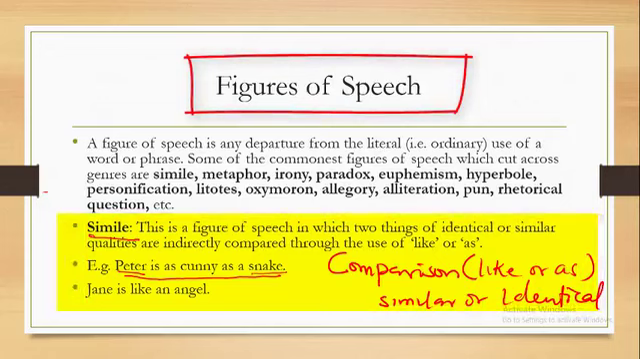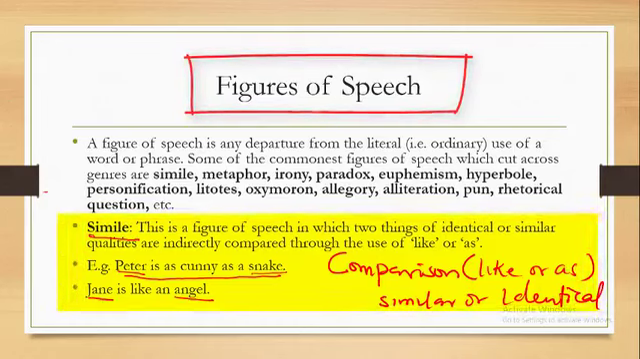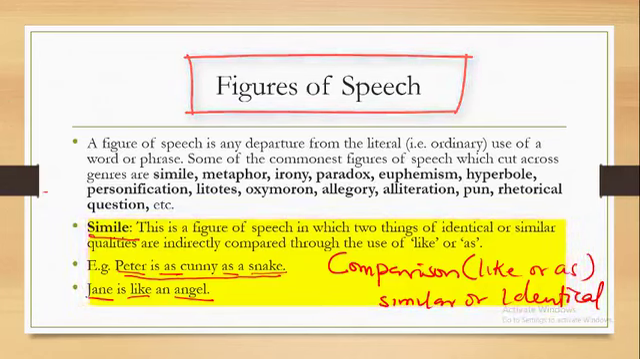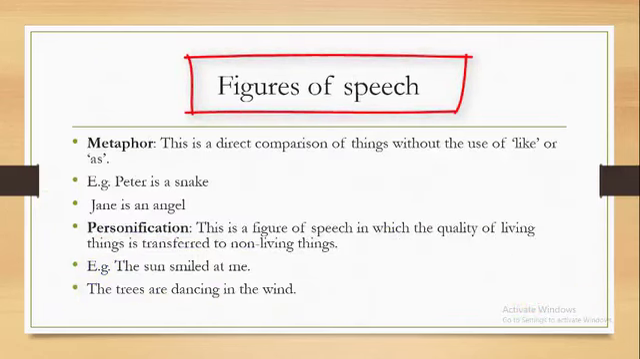cunning they are. Then we said Jane is like an angel. So who is Jane and who is an angel? They are both beings, alright? But here we are making use of what? Like. Remember I told you to make use of as or like as the case may be in the area of simile. So simile is just a literary device used to compare identical or similar things with the use of like or as. Then we have what we call metaphor.